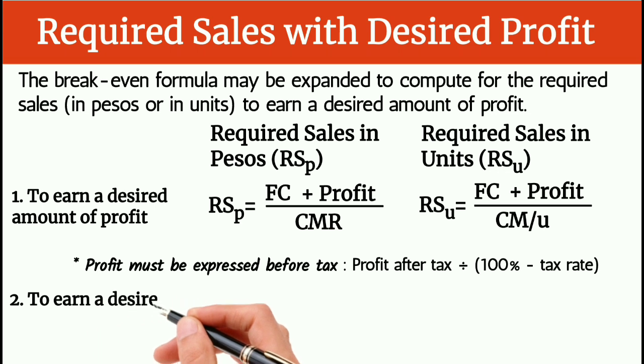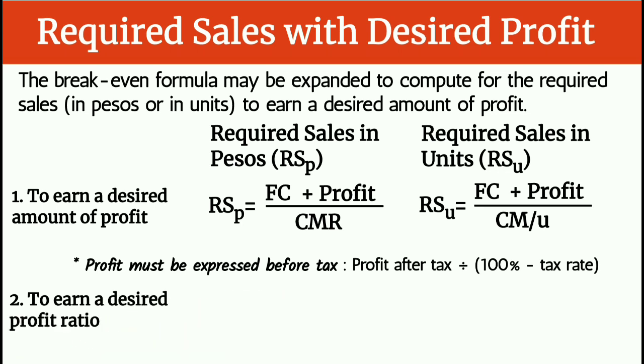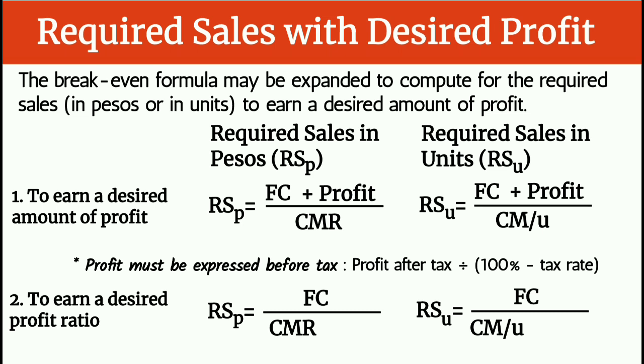Next, to earn a desired profit ratio, ganun din lang yung formula. Yun nga lang, kailangang i-deduct yung profit ratio sa required sales in pesos. At kailangang i-deduct yung profit per unit sa required sales in units. So that means fixed cost divided by CMR minus PR for the required sales in pesos. And for the required sales in units, that is fixed cost divided by contribution margin per unit minus profit per unit.